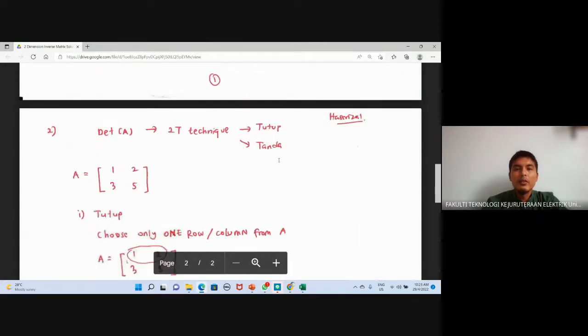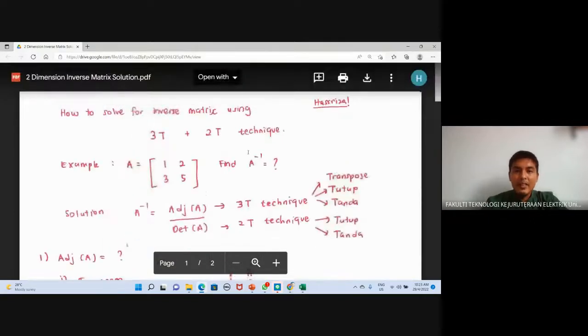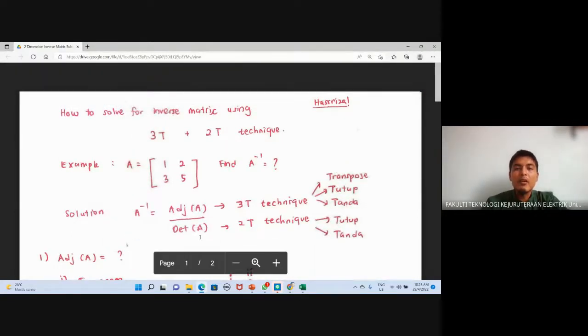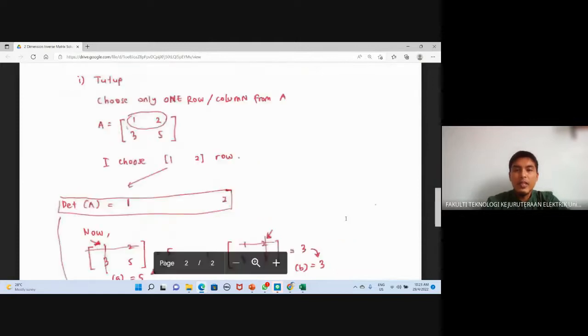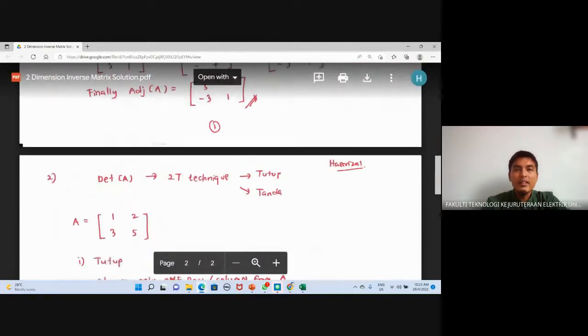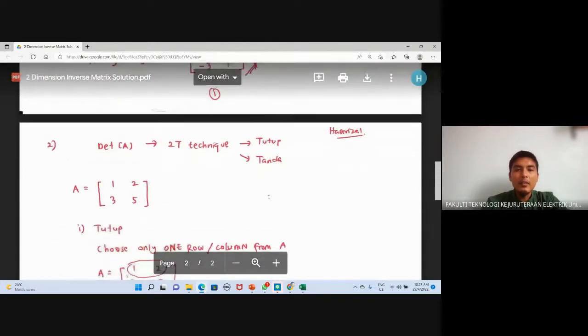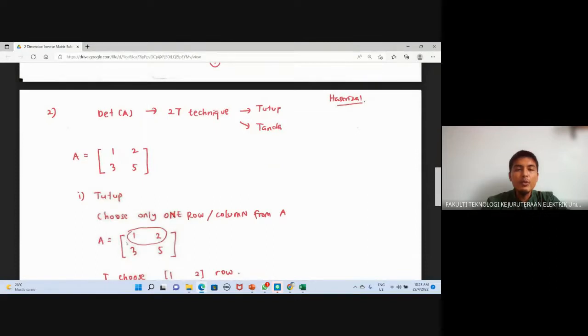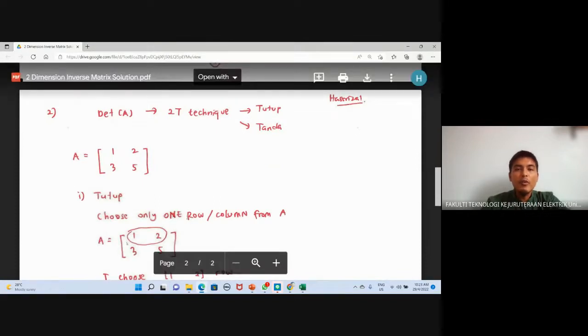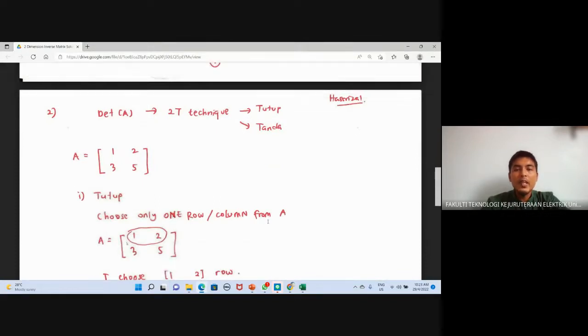Okay, so now we are done for the adjoint of A. We need to proceed with the determinant of A. The determinant of A uses two techniques, tutup and tanda. So just remember for the determinant of A: tutup, tanda. Okay, tutup. Choose only one row or column from A.